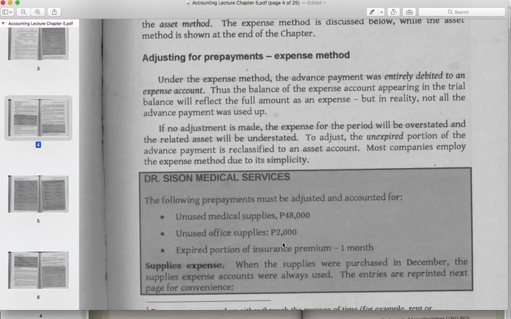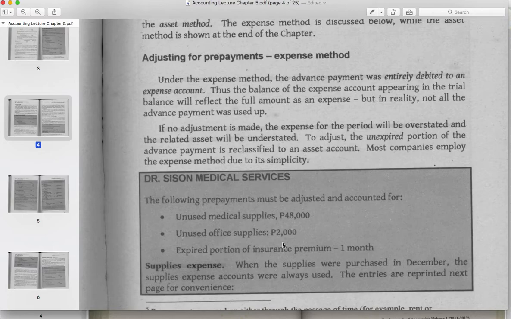Now, let's go to expense method. Bakit expense method? This is the usual method used by the entities. Expense. Anong ginagawa? Pag nagbayad daw sila in advance, ine-record nila as expense. Pero, expense ba lahat ng yun? Baka naman hindi nagamit lahat yung binayad in advance. So, kung hindi nagamit lahat or hindi na-use up lahat, ano ibig sabihin nun? Meron pa tayong asset. Okay. Kaya, dito, ano sabi? If no adjustment is made, the expense for the period will be overstated and the related asset will be understated.